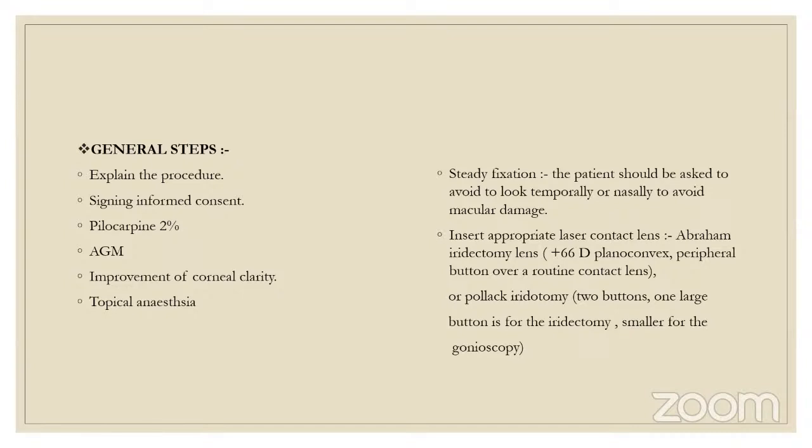For the appropriate laser contact lens, there is the Abraham iridectomy lens, a 66 diopter plano-convex peripheral button over a routine contact lens, or a Pollack iridotomy lens. There are 2 buttons: one large button is for the iridectomy and a small one for gonioscopy.